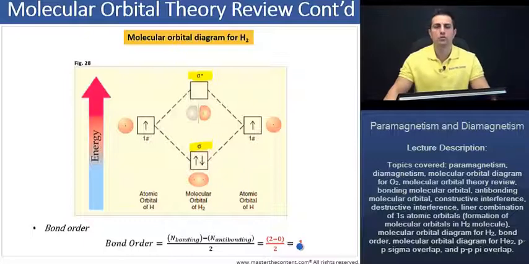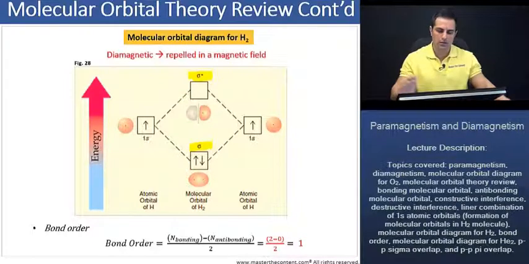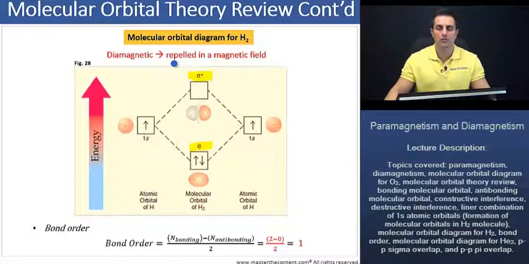Now, I have a question for you. If we recall, because the H2 molecule here has no unpaired electrons, is the H2 molecule going to be paramagnetic or diamagnetic? Well, if you had guessed diamagnetic, you're correct, because there are no unpaired electrons. Thus, our molecule is going to be slightly repelled in a magnetic field.